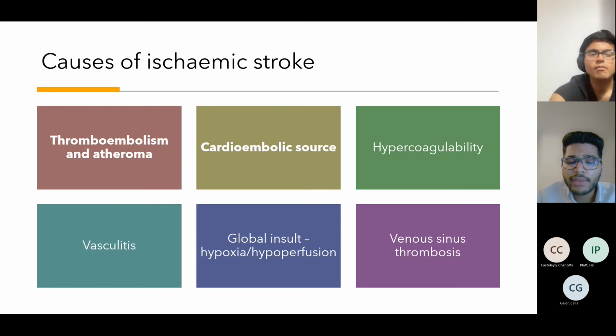So if you have a cardiac arrest, or if you have sepsis or any other kind of shock and your brain has been underperfused, in kids, it's not called an ischemic stroke, but if a child is born and isn't breathing for a while, then they also get infarctions in their brain. So a global insult can cause ischemic stroke, and venous sinus thrombosis. So this is something that doesn't often come up in exams, but may be worth reading about, just to be aware of. Yeah, Celia?